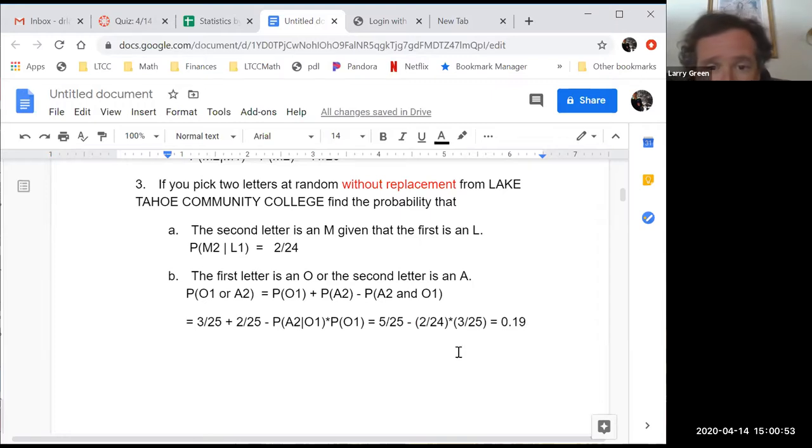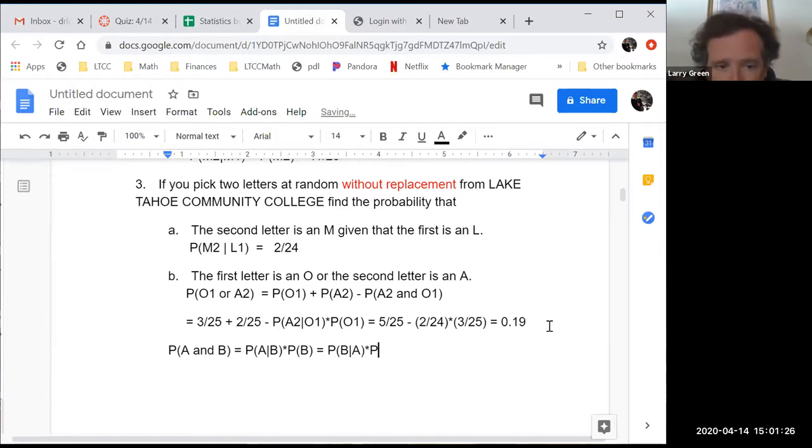Okay, so why did I multiply by the probability of O1? Okay, so that's a formula. Let me write it down. Probability of A and B is equal to the probability of A given B times the probability of, I'm sorry, of B. And that's also equal to the probability of B given A times the probability of A. So you can do either direction, in other words.